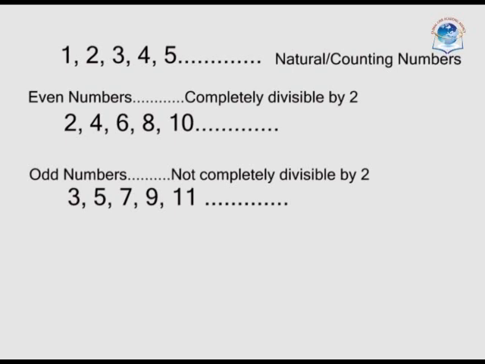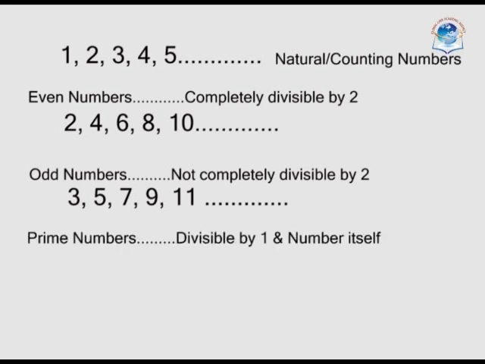Now the third category are prime numbers, and prime numbers are numbers that are only divisible by 1 and the number itself. 2, 3, 5, 7, 11, and 13 are the first 6 prime numbers. Notice that all prime numbers except 2 are also odd numbers. 1 is not a prime number and 0 is not a number.